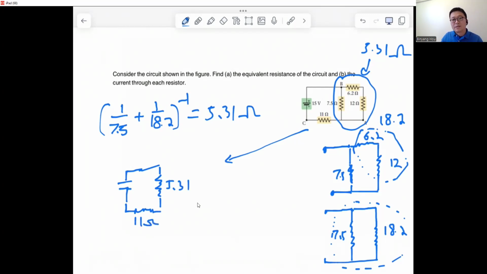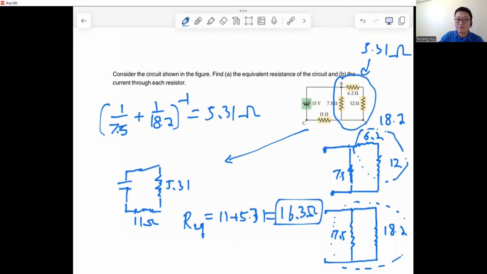So now these two are in series to each other, so you just add them up, okay? So the equivalent at the end, Req at the end should be just the 11 plus the 5.31. So that will be 16.3 ohms, okay? For part A, your equivalent resistance for the whole circuit. Okay, so for part A.